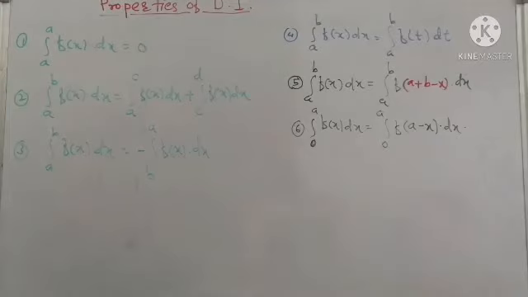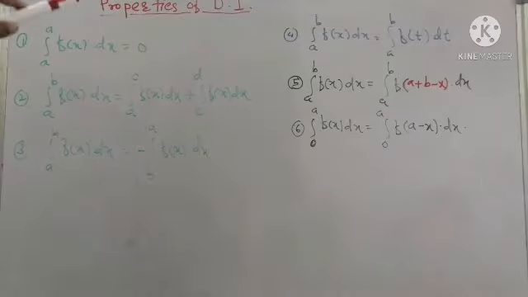Properties of definite integration. There are a number of properties in definite integration. Some properties are related to the limits of integration, and some properties are related to the variable contained in the integration. The first three properties are on the limits of integration.